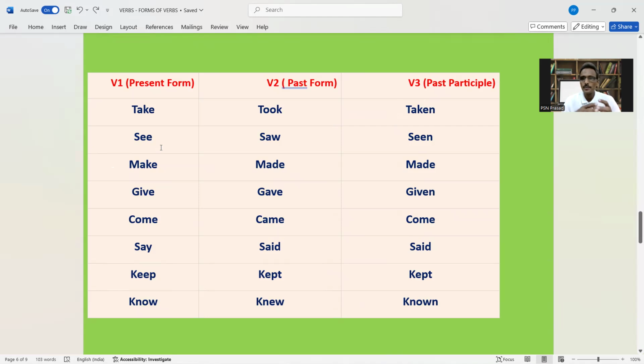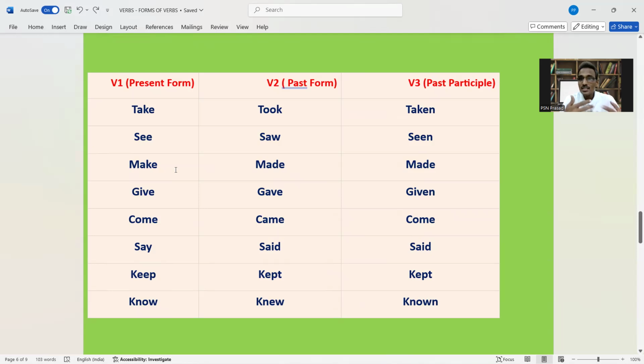In the same way, see, I see a movie per day. Last week I saw an interesting movie, right? And see, just now I have seen him. Just before, I have seen him. So the memory is quite fresh. So that is in the V3, or the past participle form.